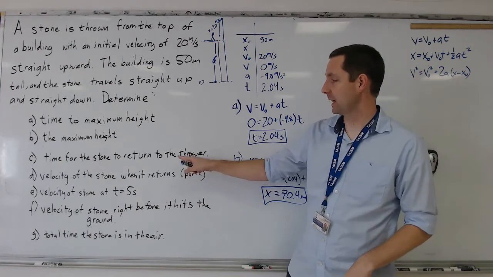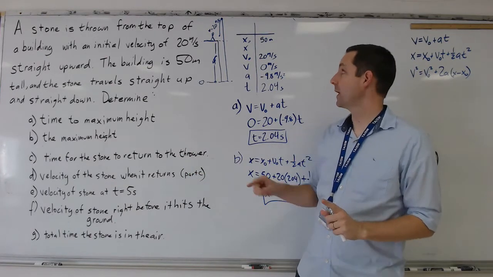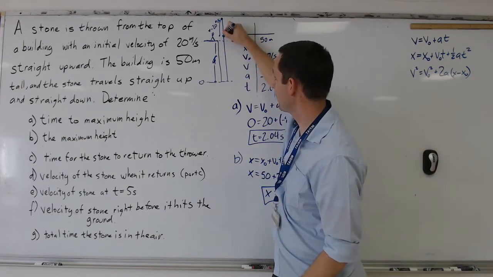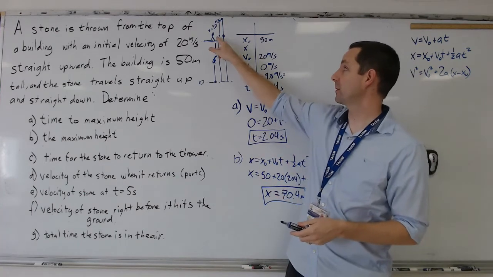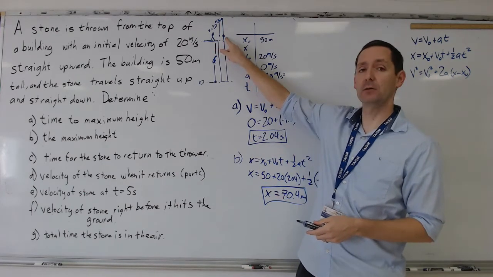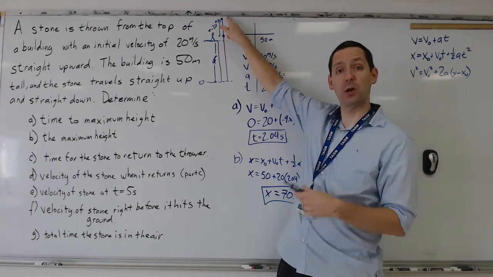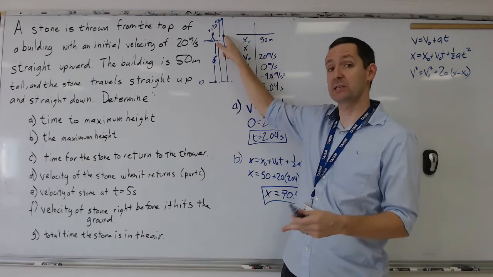Letter C is time for the stone to return to the thrower. Now you may notice that this is now going to require me to look at this point right here. So you have to make a choice. Are you going to make this the initial and that the final? Or are you going to start up here? We have some information about that now, right? We know a height, we know a speed. You could start there and end here. It's totally up to you.